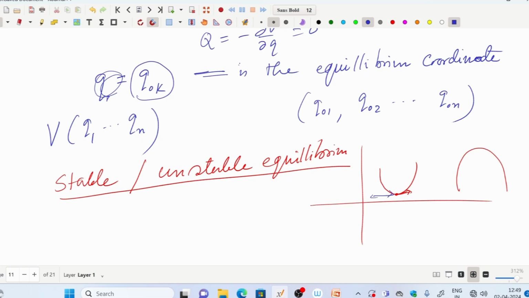But what will happen here? If it is disturbed a little bit, then the particle will not be pulled back. It can fall down to this side. Or if you disturb it in this direction, it will move in the direction of the disturbance. So, this kind of situation is stable equilibrium. And here a small disturbance will throw the particle from this position, so it is unstable.